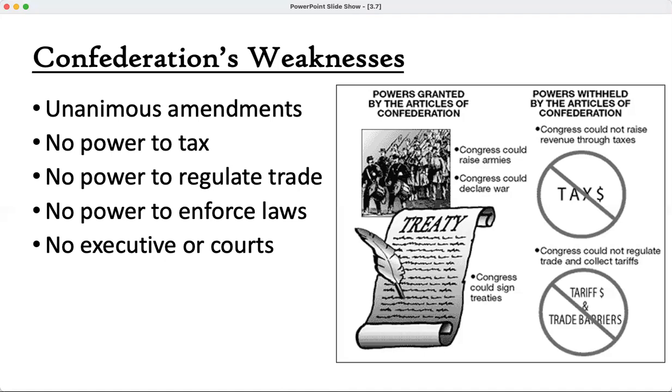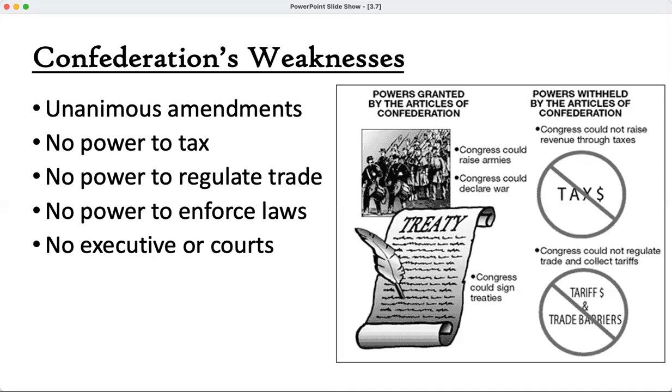Well, the states are still viewing each other as competition instead of allies, right? Especially now that the revolution is done. They kind of united with a common enemy. Well, now they don't have a common enemy. So they're just trying to sort of win at the expense of each other. What do I mean by that? I mean, they're passing tariffs on each other.